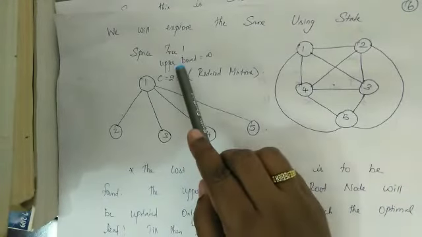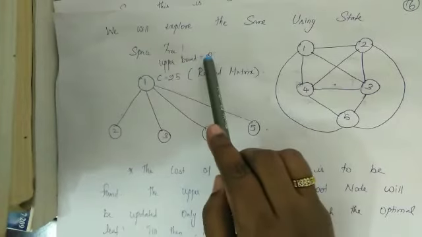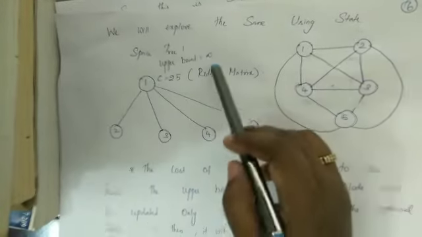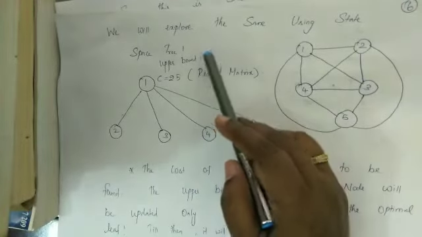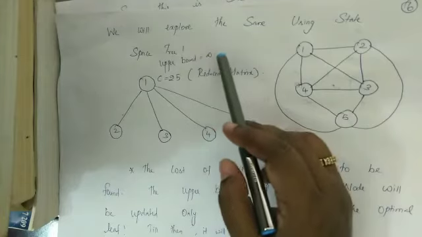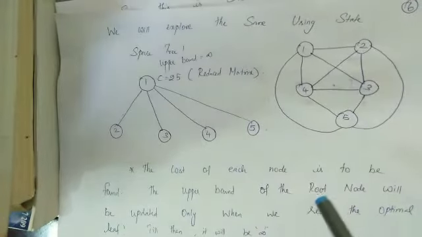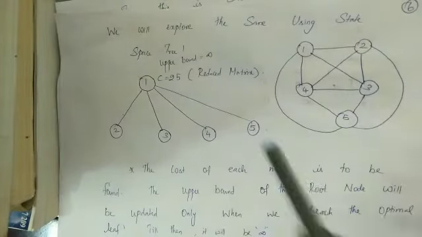So we need to have an upper bound for the starting point. Initially it is infinity. We will update this upper bound after finding the leaf node of the state space tree. So we know this is a state space tree through which we are going to explore the problem.